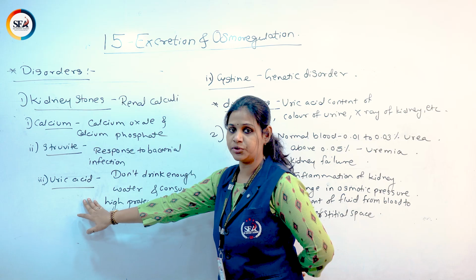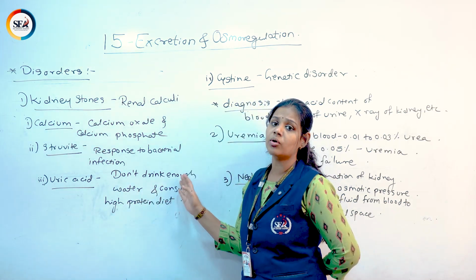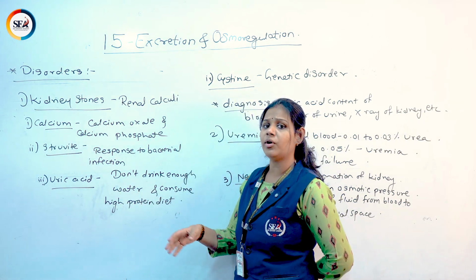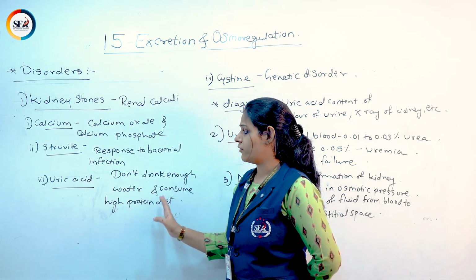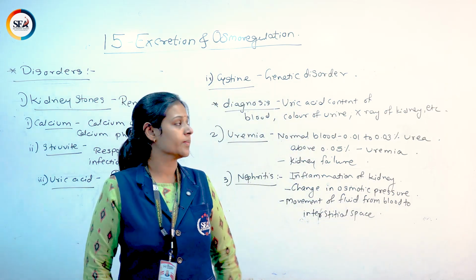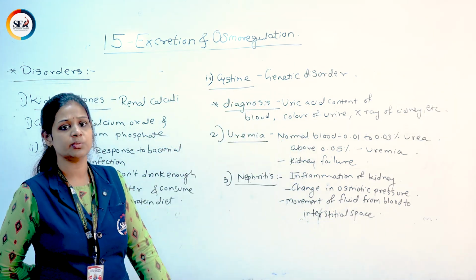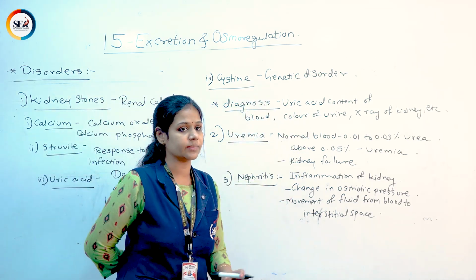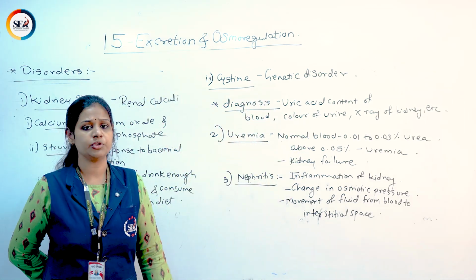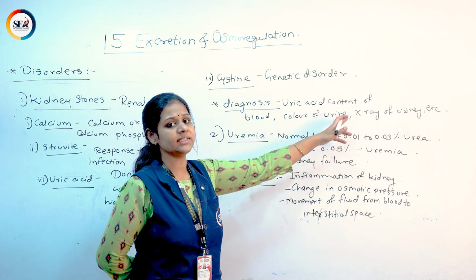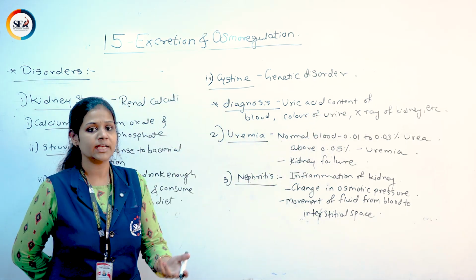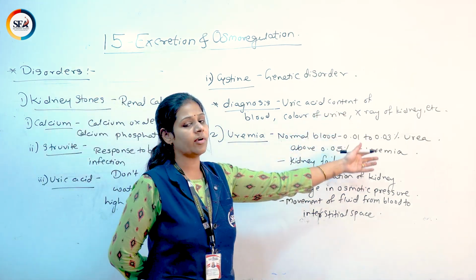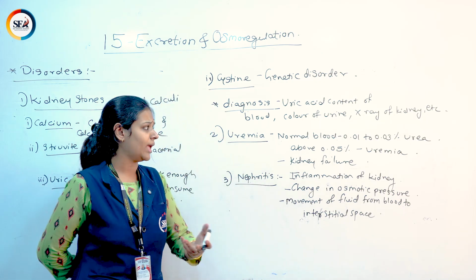Third are the uric acid stones, which form in people who don't drink enough water and consume a high protein diet. Fourth type is the cystine stones, which are genetic disorders. Now, what is the diagnosis of stones? First, you can check the uric acid content of the blood. You can also check the color of urine. You can also perform an X-ray of the kidney, sonography of the abdomen, anything.